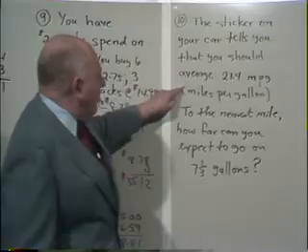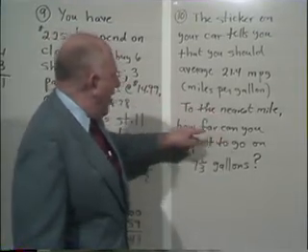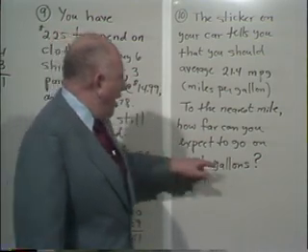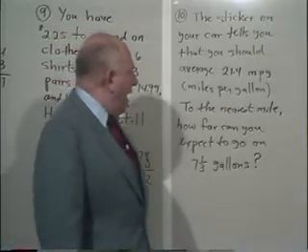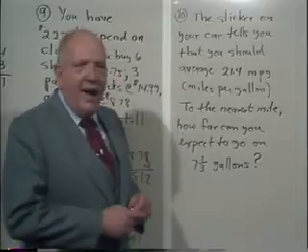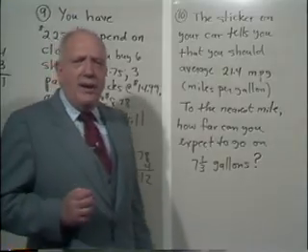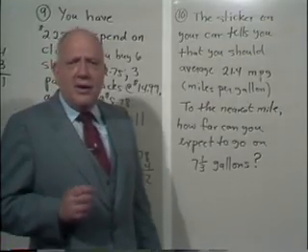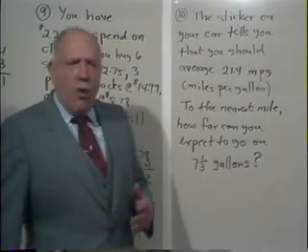At any rate, based on this, the question asks us, to the nearest mile, how far can you expect to go on 7 1/3 gallons? In other words, if you can go 21.4 miles on 1 gallon, how far should you be able to go on 7 1/3 gallons? And by the way, since it's much easier to think in terms of whole numbers than in terms of mixed numbers and decimals, why not do that?